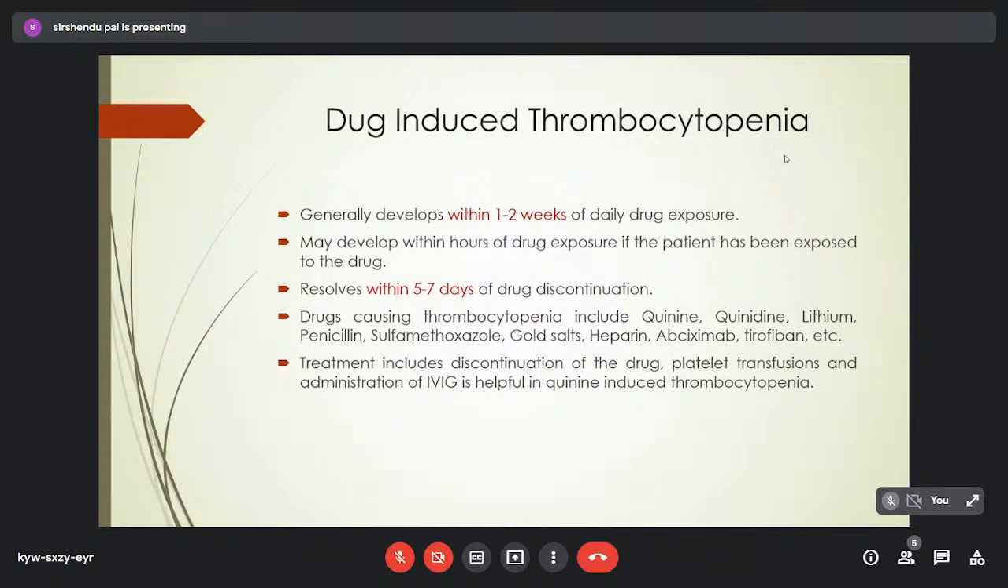Generally, drug-induced thrombocytopenia develops within 1 to 2 weeks after daily drug exposure, but the thrombocytopenia may develop sooner if the patient has already been exposed to the same drug. Recovery results within 5 to 7 days of drug discontinuation. Drugs which cause thrombocytopenia are many, of which quinine, quinidine, heparin, gold salts, and apixaban are important. Treatment includes discontinuation of the drug, platelet transfusion, and administration of IV immunoglobulins may be helpful in certain cases.